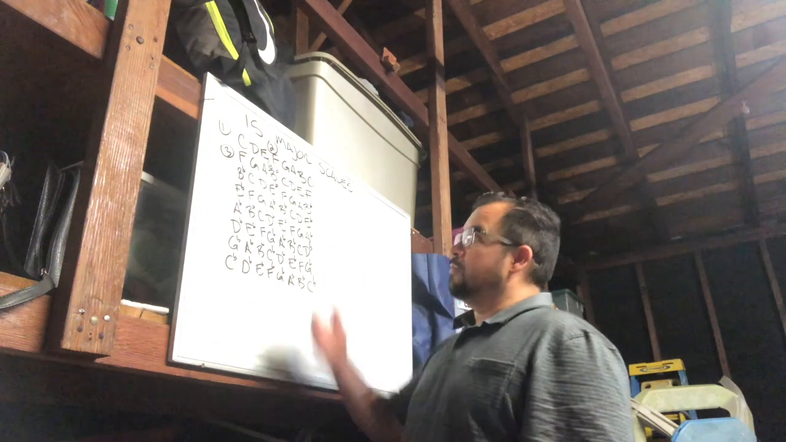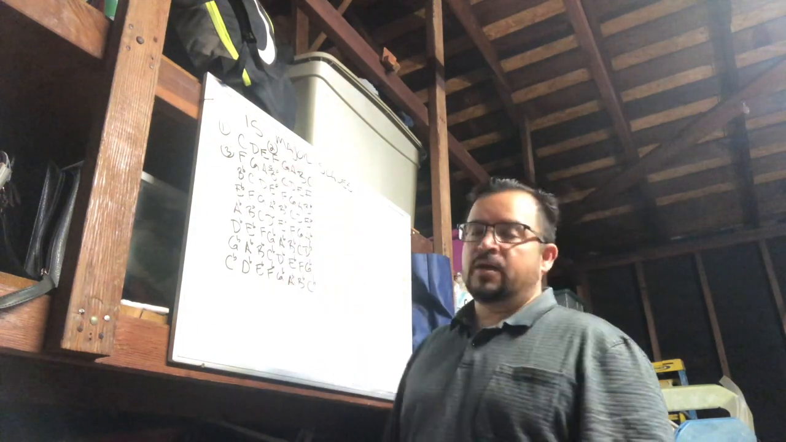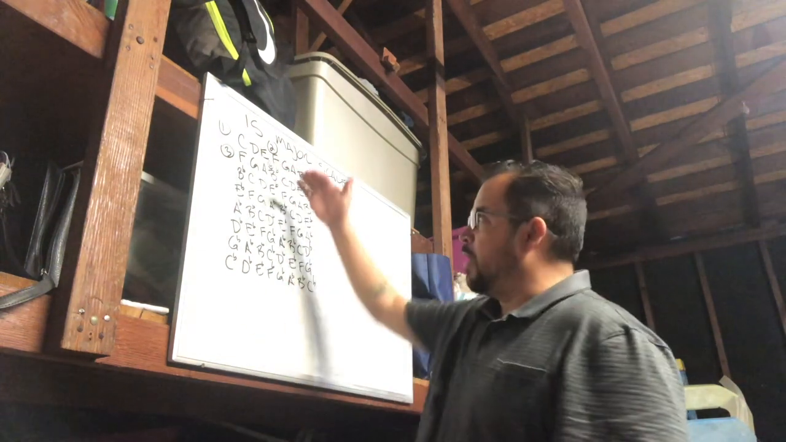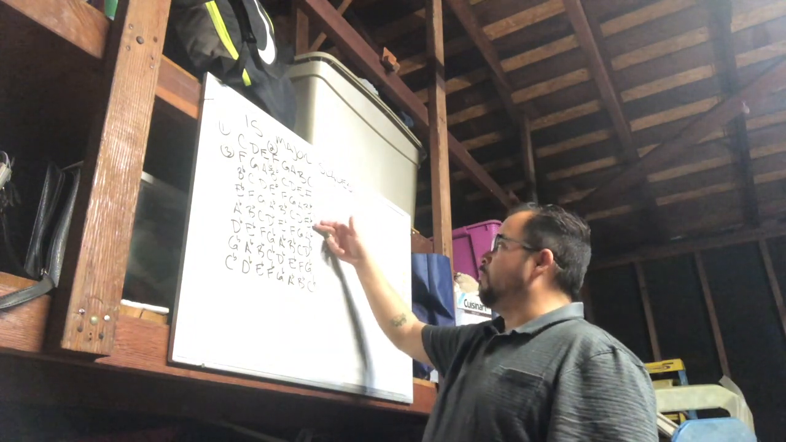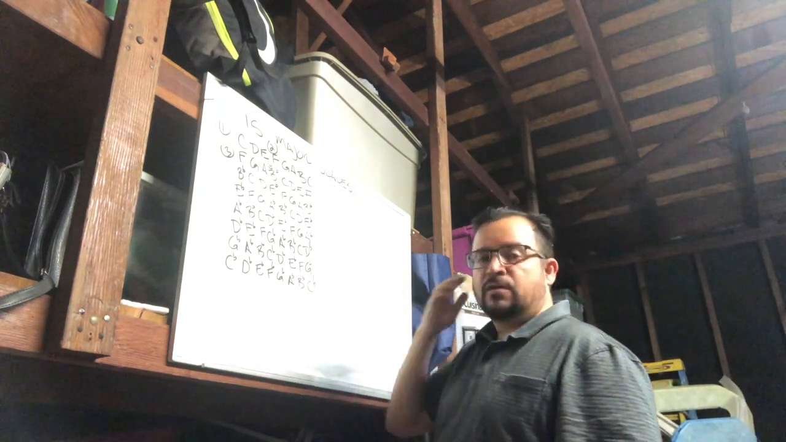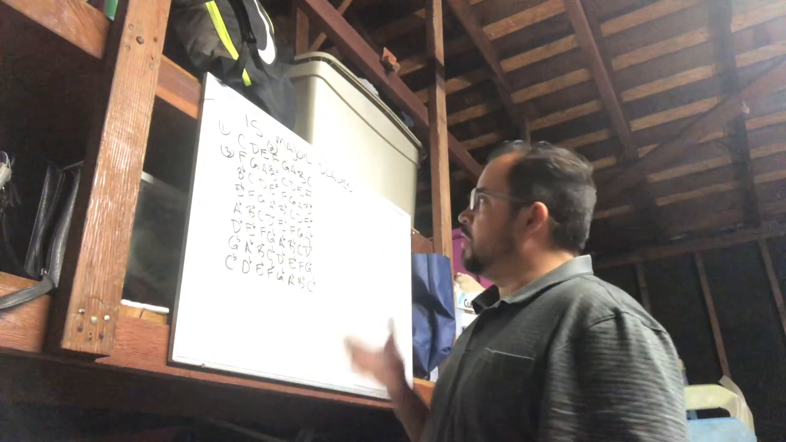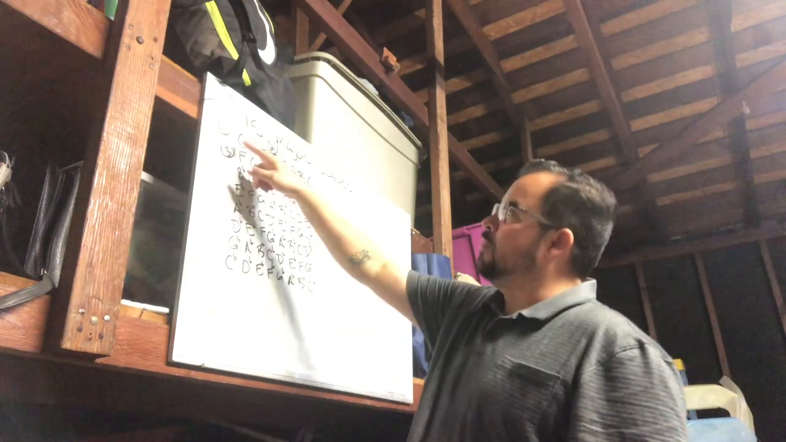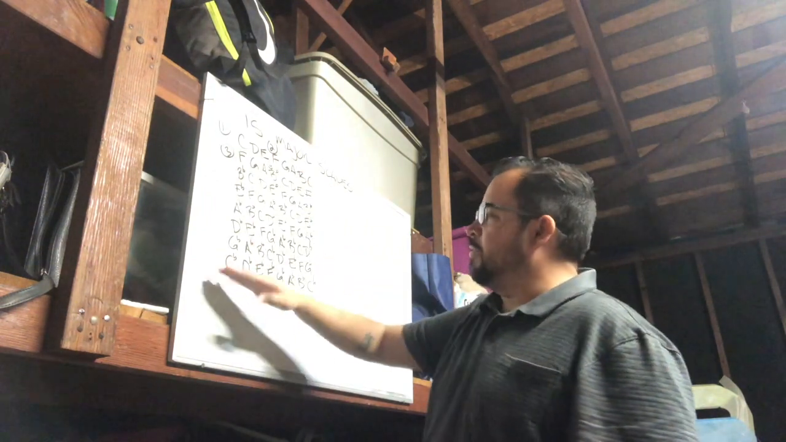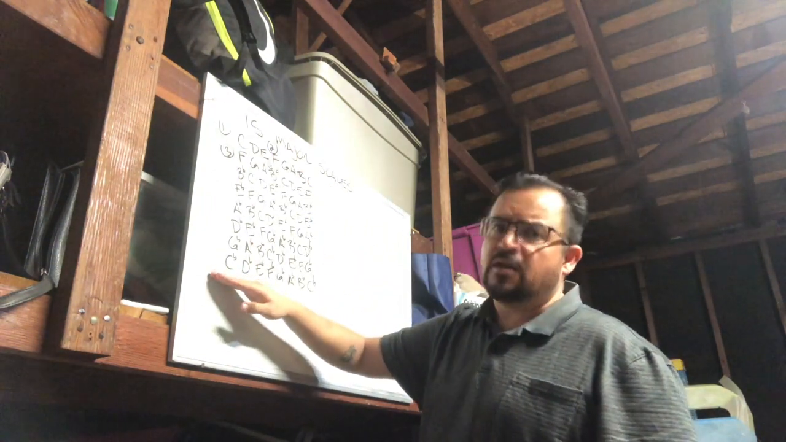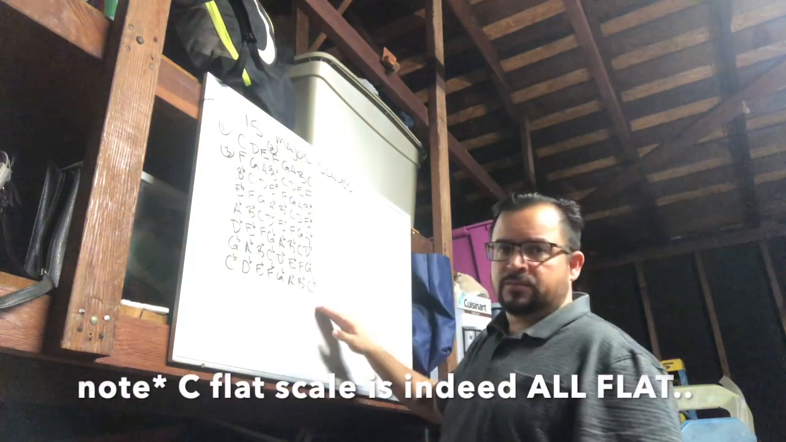Okay, so I followed the pattern all the way, and I wanted to point out a couple of things because right now we're at a halfway point. We have 1, 2, 3, 4, 5, 6, 7, 8 scales. We have 7 more to go. If you notice, the C natural scale is all natural. By the time you get to C flat, it is also all natural.